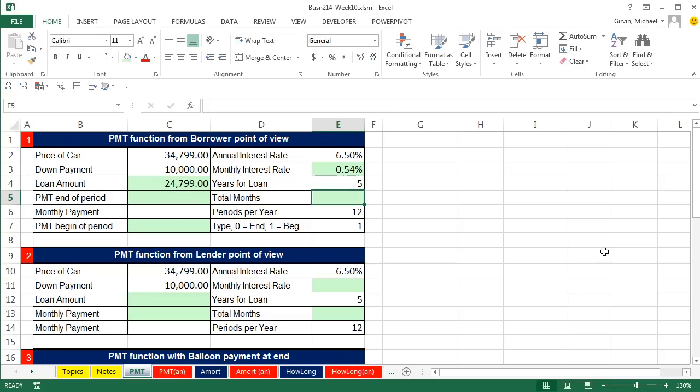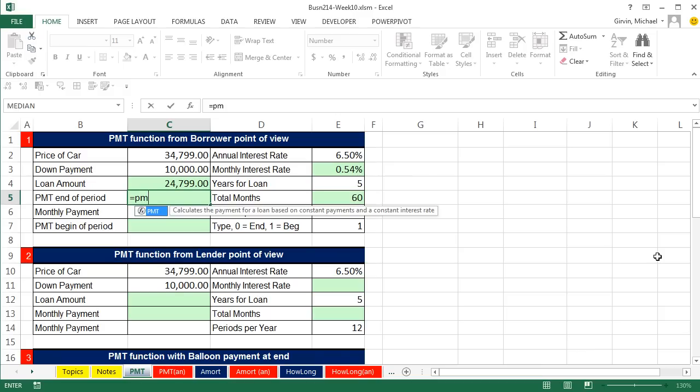Now, number of years, we need total number of periods. So we say, hey, years times number of periods in our year, which happens to be 12. All right, so that's what we use, our period rate, which is our monthly rate, and our total number of periods. Now, let's go ahead and use our PMT function.